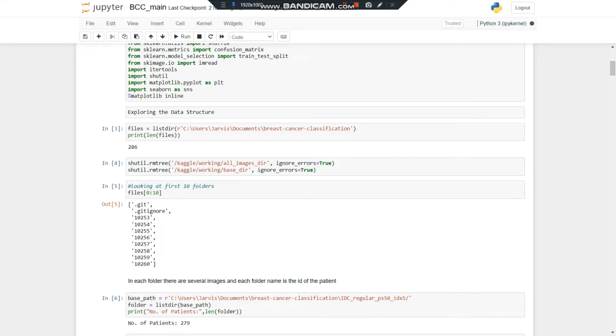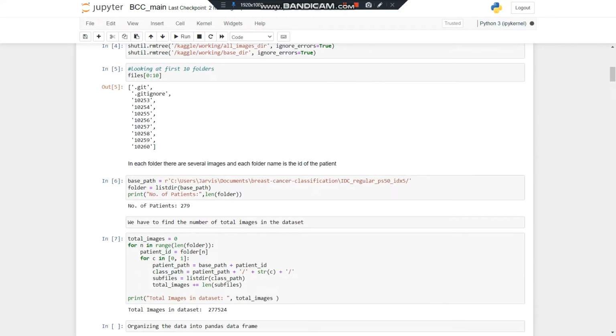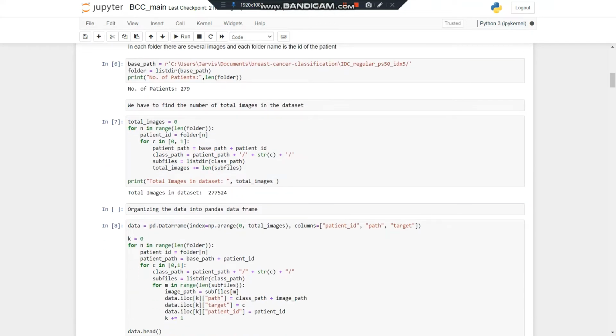In the 0th folder we have images of tumors or cells that are not cancerous in nature, while in the folder titled 1 the images are of cells that are cancerous in nature. Moving on, we are here pointing to the dataset. We have almost 277,000 images in our dataset and almost 280 patients.